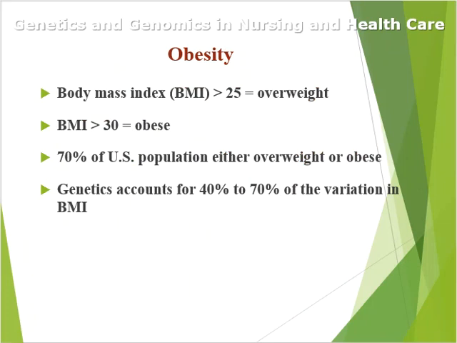Okay, so obesity, moving on. Overweight is a body mass index of greater than 25. Greater than 30 is the definition of obesity. And 70% of the United States population is either overweight or obese. Genetics account for about 40 to 70% of the variation in the BMI.